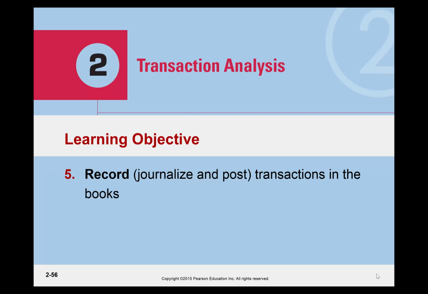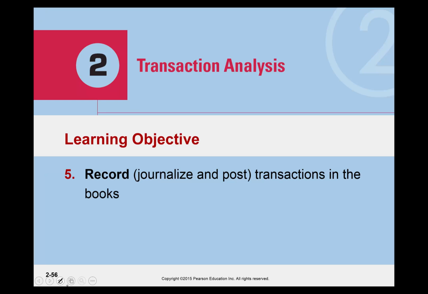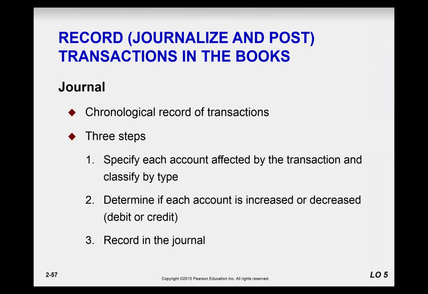Now we're going to start back with Chapter 2, our transaction analysis, and at this point we are looking at learning objective 5, how to record, journalize, and post transactions. So first, a journal is in chronological order, date order, so make sure you know that. That can be tested, and there are 3 steps.